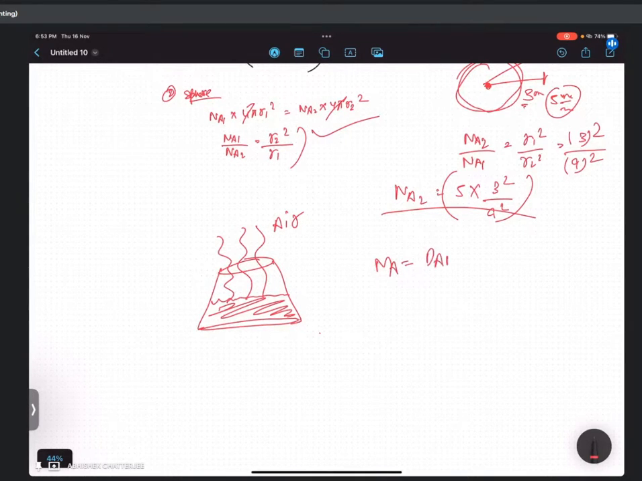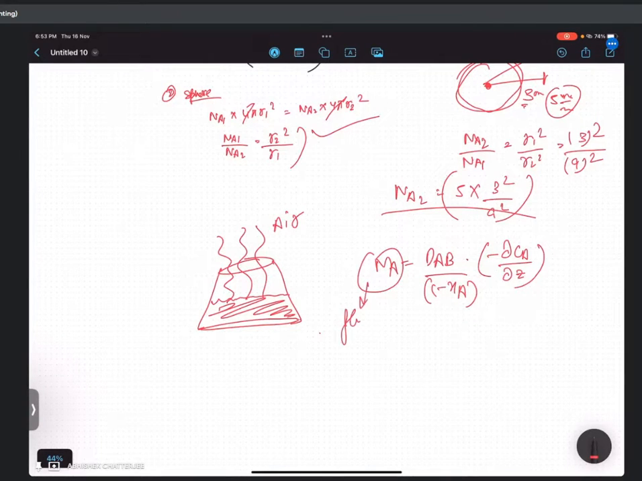We can use normally dab into, suppose, into Ct by Z. Sorry, yeah, dab into minus dou Ca by dou Z, and here we can put 1 minus Xi. Okay, like this, we are writing it in terms of your liquid mole fraction, nothing else. So this is your flux. Okay. Now what will be the area in this case?